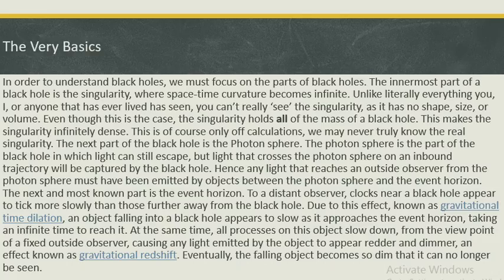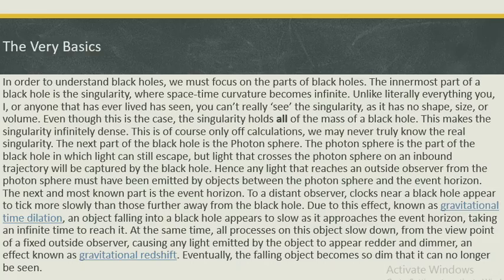The next part of the black hole is the photon sphere. The photon sphere is the part of the black hole in which light can still escape, while light that crosses the photon sphere on an inbound trajectory will be captured by the black hole. Hence, any light that reaches an outside observer from the photon sphere must have been emitted by objects between the photon sphere and the event horizon.